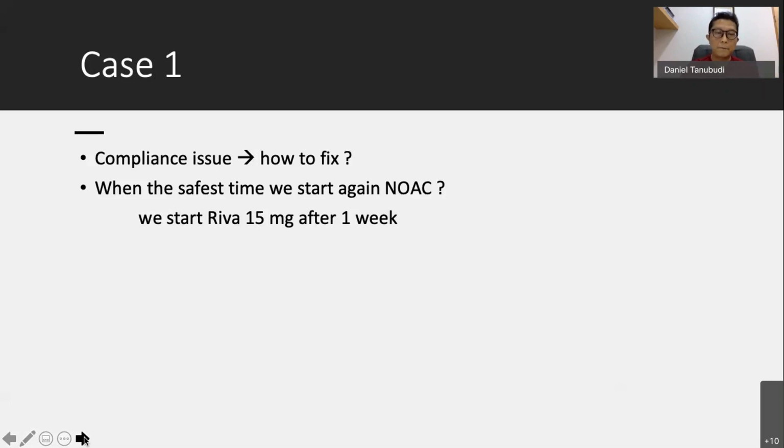So we started rivaroxaban 15 milligrams after 1 week. The neurologist gave us advice to start the NOAC again after 1 week, because he also thought about the risk of another ischemic stroke. So it is a balance between them. Unfortunately, a week after the patient was discharged on NOAC, before 1 week, the patient came again with loss of consciousness, but also shortness of breath, and then asystole, and the patient passed away in the emergency room. So I think there may be some insight from the professor, maybe also from the audience, on how to start the NOAC again.